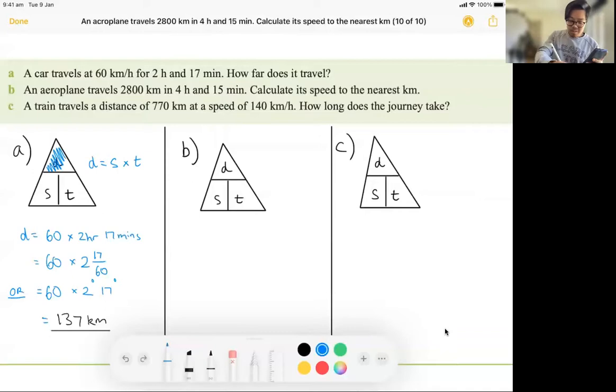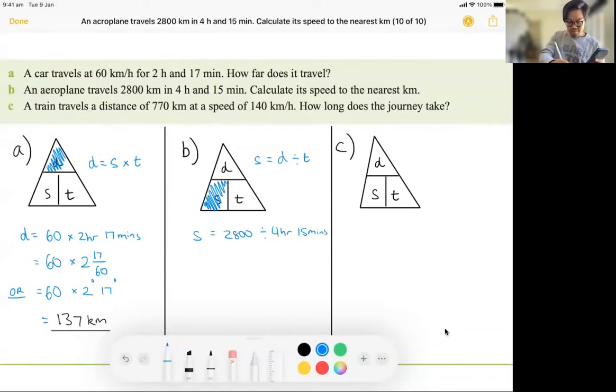So I'm looking for speed. So I'm going to cross out my S for speed. And so I can see here that my S, my speed, is going to be distance, and because distance is on top of time, it's going to be divided by t. Right, so that's the formula I'm going to use. So again, S is going to be my distance. Here we've got 2,800. And we're going to divide it by 4 hours and 15 minutes.